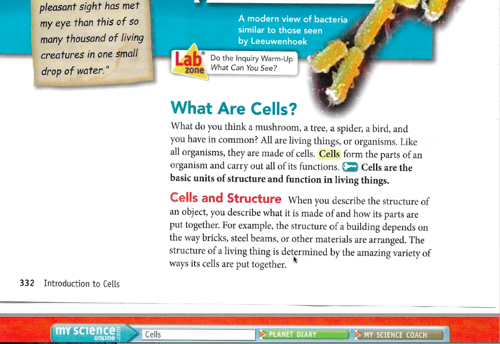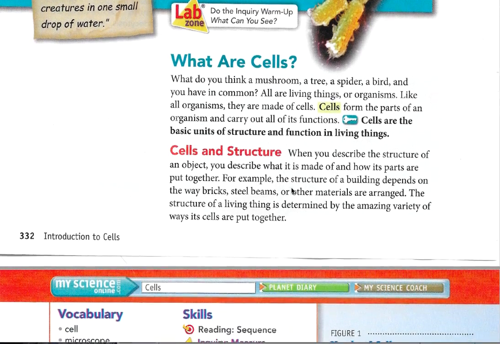What are cells? What do you think a mushroom, a tree, a spider, a bird, and you have in common? All are living things or organisms. Like all organisms, they are made of cells. Cells form the parts of an organism and carry out all of its functions. Cells are the basic unit of structure and function in living things, all living things. So that's the answer to the key question, and that is the definition of what a cell is.